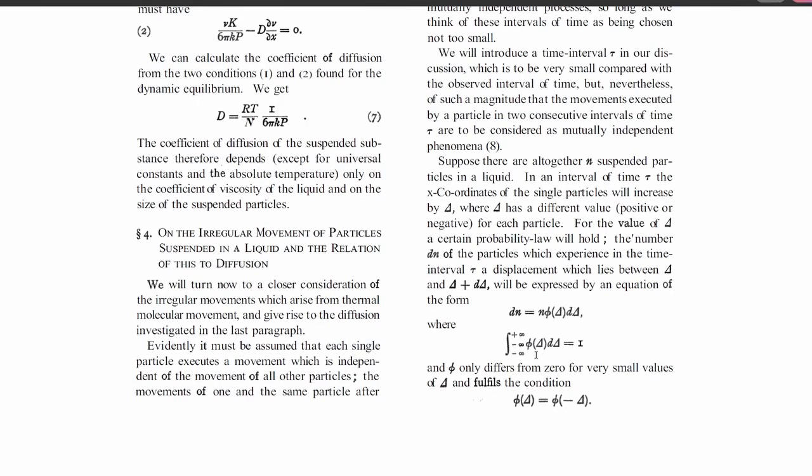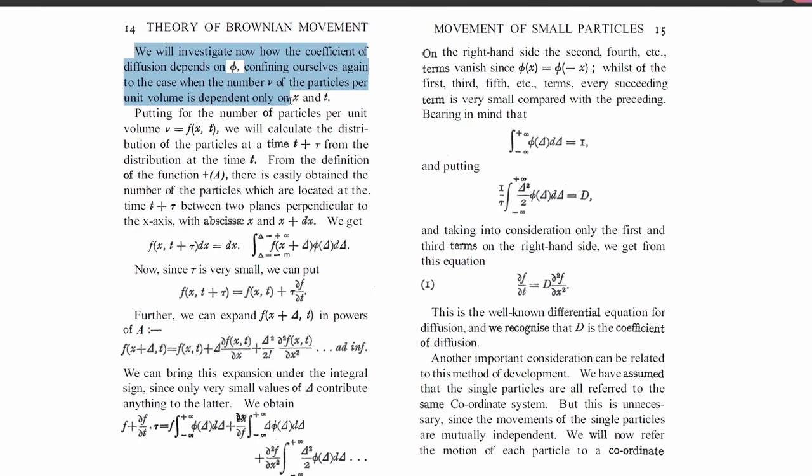So here we're essentially defining phi as the transition probability density. And phi only differs from 0 for very small values of delta, and fulfills the condition phi of delta equals phi of minus delta. So we're assuming that the displacement distribution is symmetric. We will investigate how the coefficient of diffusion depends on phi.